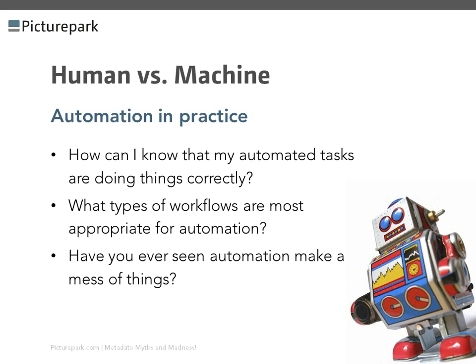Okay. So what about... Robots are sexy, so that's good. Keep them. Yeah, exactly. Okay. So, I'm rushing this because I want to get to these questions that are coming in, so forgive me for this, but yes. How do I check to make sure that automation has worked properly, and what type of workflows are most appropriate for automation? And of course, have you ever seen it make a mess of things?